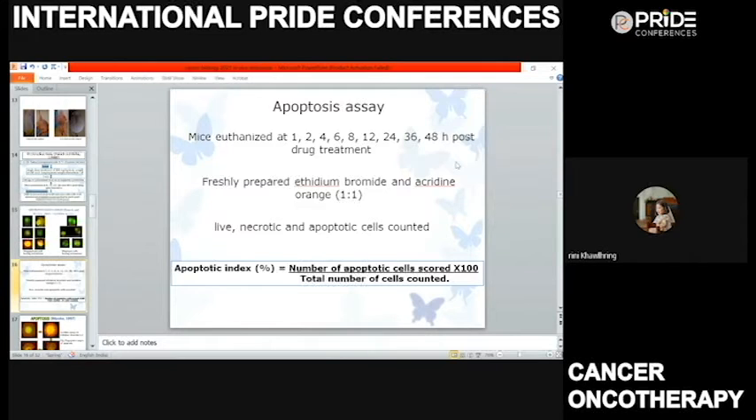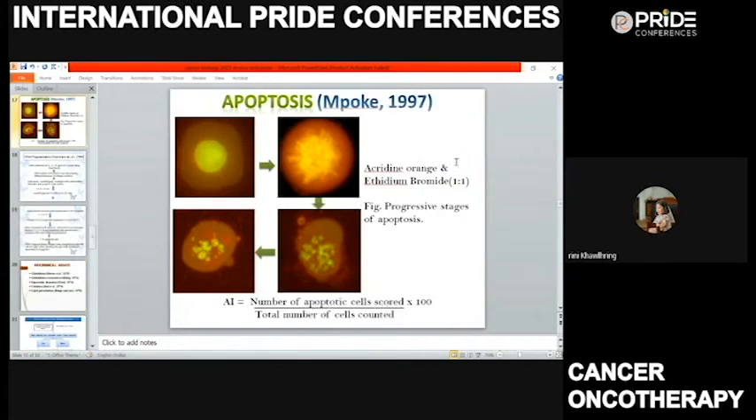For the stain, freshly prepared ethidium bromide and acridine orange were used, and the live, necrotic as well as apoptotic cells were counted, and the apoptotic index was calculated as given in the slide. And these are some progressive stages of apoptosis.